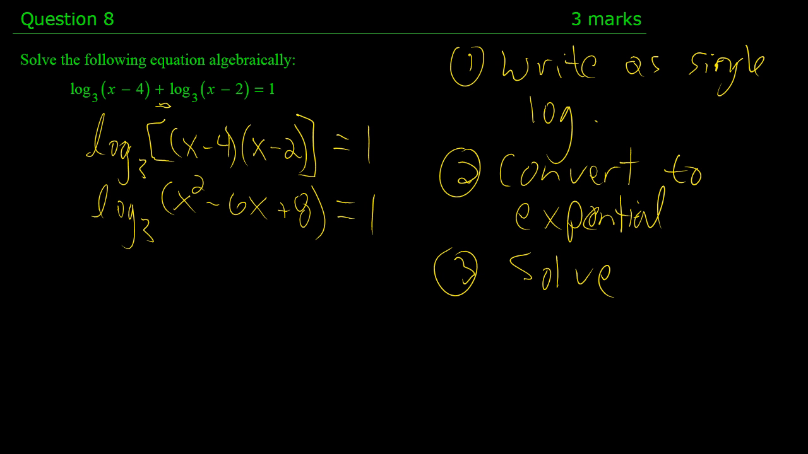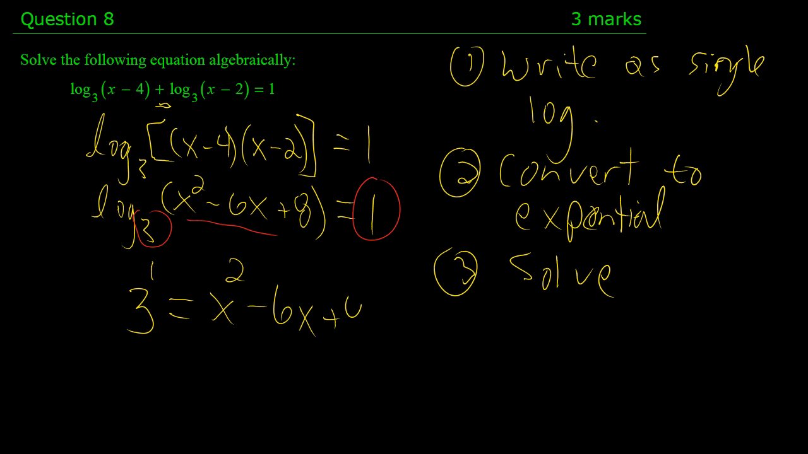So here goes. Now to write as an exponential, we want to identify what the base is, right? So our base is 3. So 3 to the power of whatever's over here, right? So 3 to the power of 1. 3 to the power of 1 is going to equal your inside argument. So here's my inside argument. So 3 to the power of 1 is going to equal x squared minus 6x plus 8.